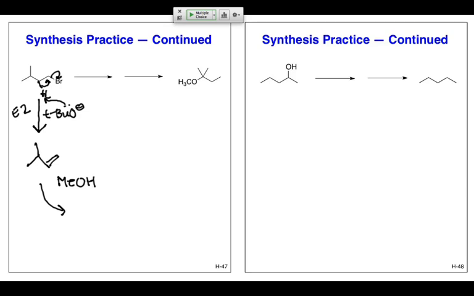What you can never do, and I would like not to see that on the exam, is something like putting MeO minus and then H plus, because that's going to neutralize each other. You can't have a strong base like methoxide as well as a strong acid. It's not compatible. So what you have to do is use MeOH and H plus.